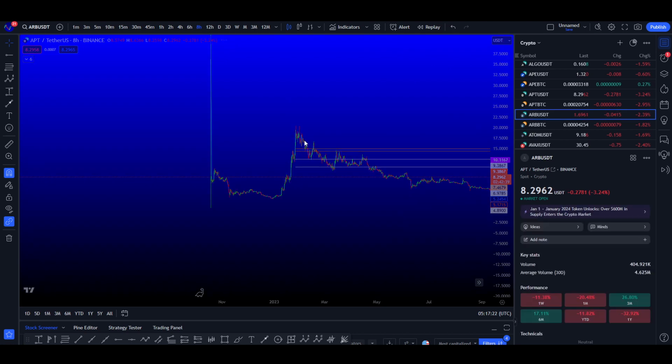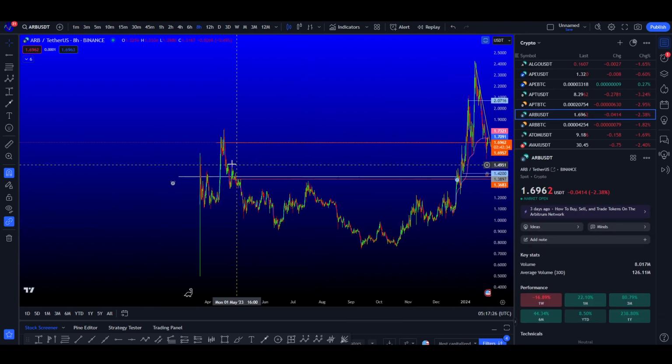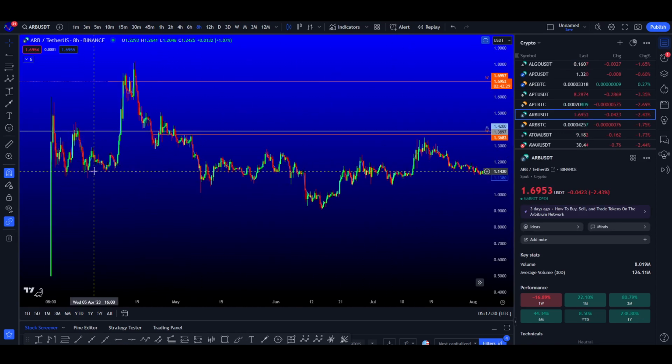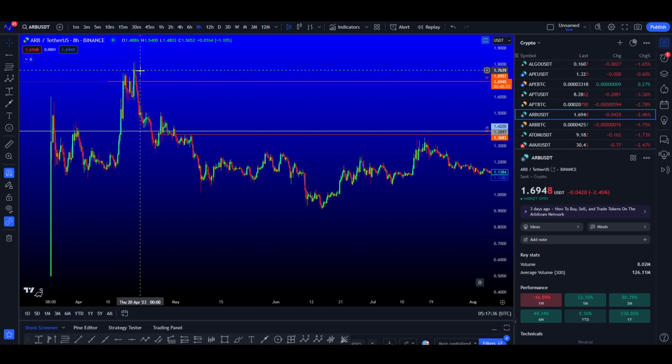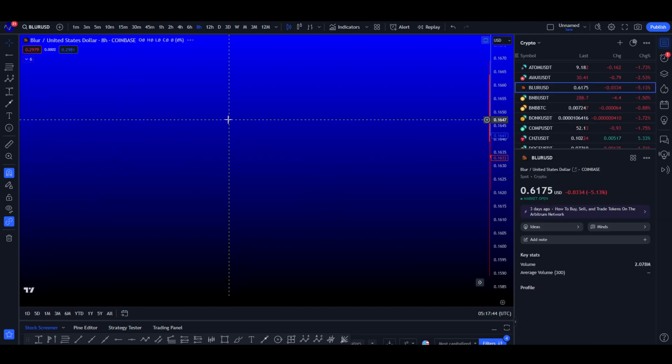Pretty sure same thing happened with Arbitrum, right? A little sell-off, impulse, found a bottom, price came up, price discovery, blew past the previous high before selling off. Let's see, is there another one that came out recently? Blur as well. Let's go ahead and take a look at Blur.